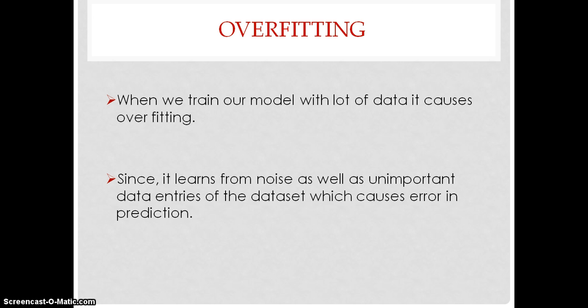So what is overfitting? When we train our model with a lot of data, it causes overfitting. If a data set is large, then it becomes difficult for the machine to know what it should learn or what things it should take for the analysis. In such a case, it is known as overfitting, since it learns from the noise. The data is large, so it contains noise or different unwanted things in the data set, unimportant data entries, which cause errors in the prediction. Since the data is very vast and has different unwanted entries, it becomes difficult, and such a case causes overfitting of the data.